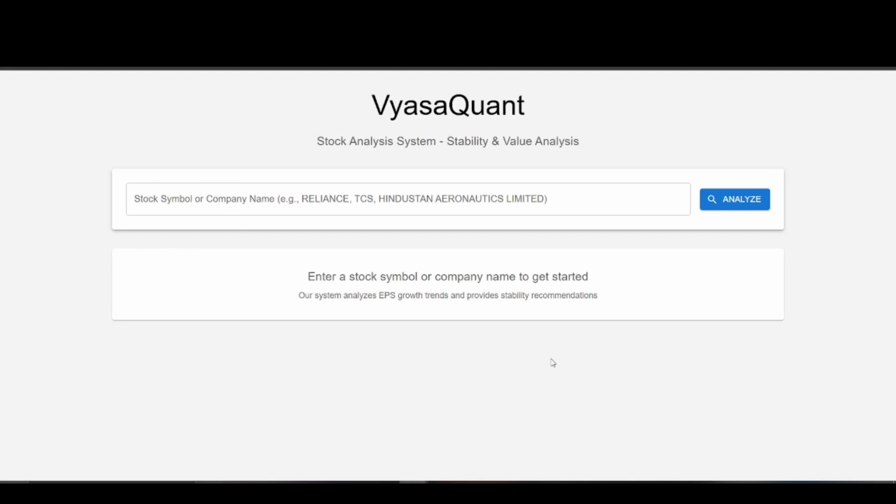In this video, I'm going to talk about a stock analysis system that I'm building, which is VyasaQuant. VyasaQuant is a comprehensive stock analysis system that evaluates Indian stocks through multiple rounds of fundamental analysis to provide a buy or sell recommendation based on stability and intrinsic value calculation.